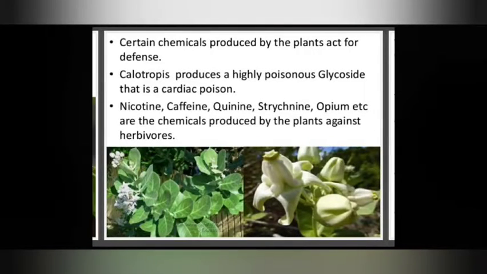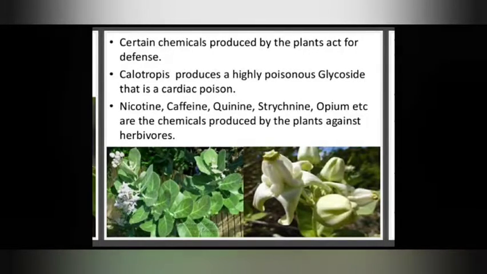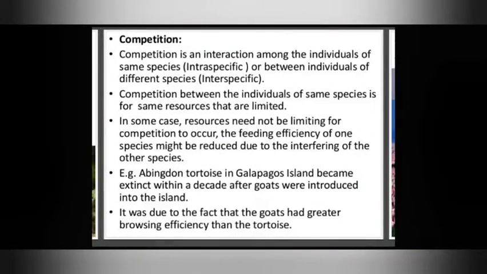There are certain chemicals produced by plants which act as their defense. Calotropis produces a highly poisonous glycoside, which is a cardiac poison. Similarly, nicotine, caffeine, quinine, opium, etc. are chemicals produced by plants against herbivores.